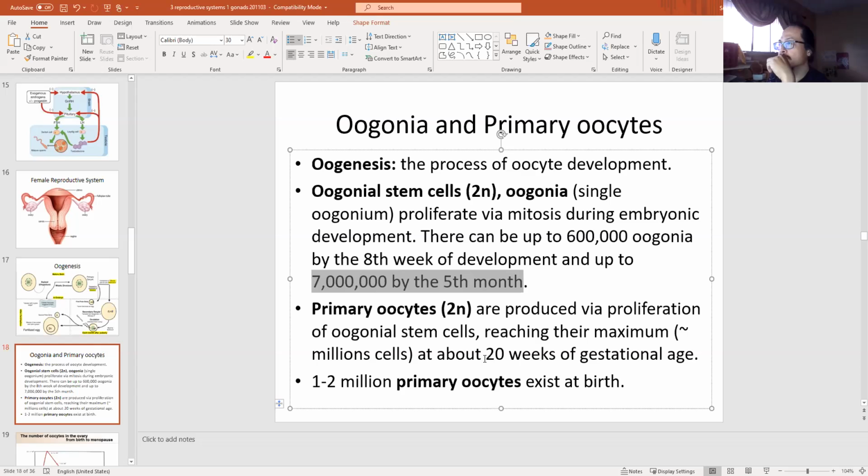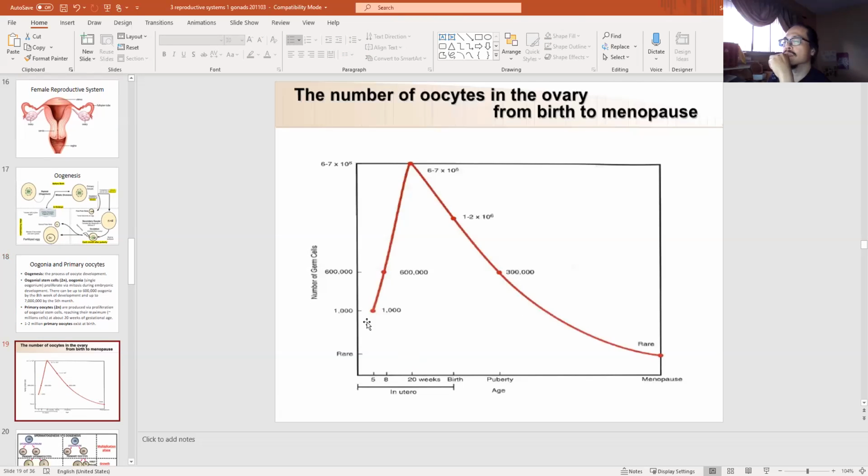By 20 weeks, we will reach the maximum number of primary oocytes. That is the figure here, the amount of primary oocytes in the uterus. It starts at about 5 weeks, about the time the ovaries have already developed. The organ is there, and the primordial germ cells travel into the ovaries and settle down there.